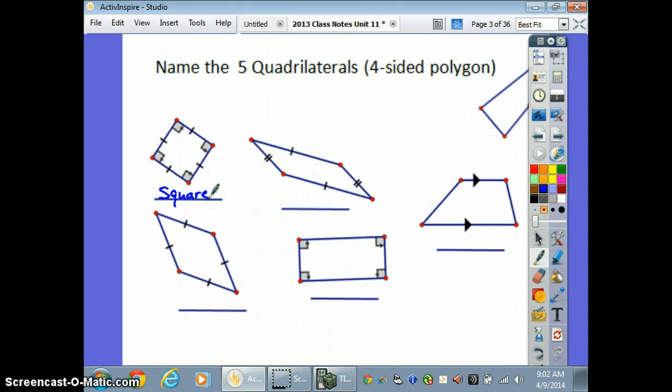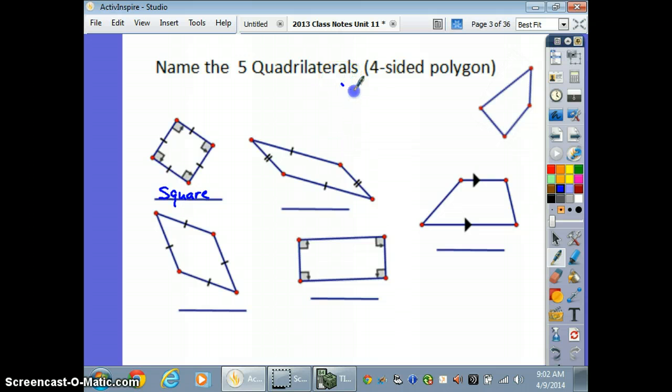And by the way, this is a quadrilateral. Let me move this over. Quadrilateral, 4 sides, 4-sided polygon. Okay, this shape here, well, it's a parallelogram. Opposite sides are congruent. Opposite sides are also parallel. We can put these markings on. We'll put double arrows on this side, single arrows on the other. This is a parallelogram.